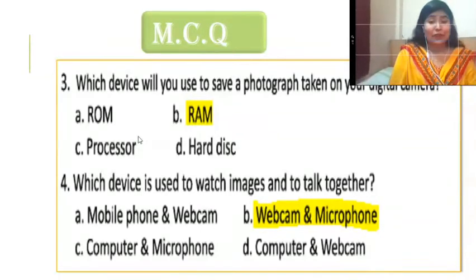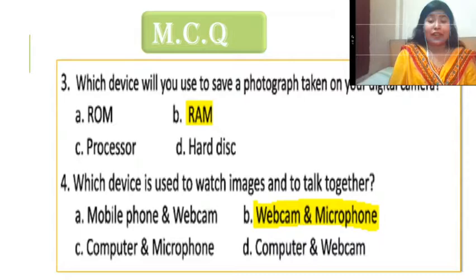The correct answer will be RAM, because you can save the photograph taken on your digital camera in the RAM. ROM is only for reading the memory, the processor processes the data, and the hard disk consists of so many devices: motherboard, processor, ROM, RAM. But the main thing which saves your photograph is RAM, random access memory.